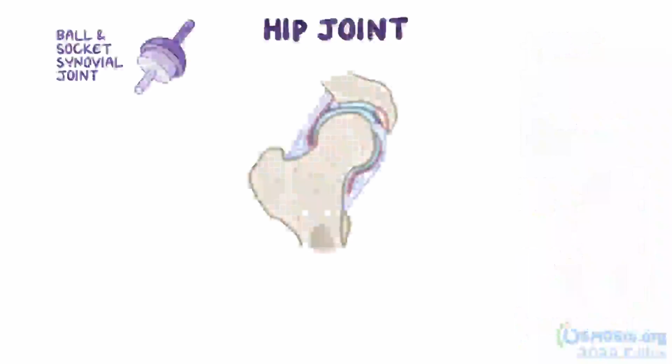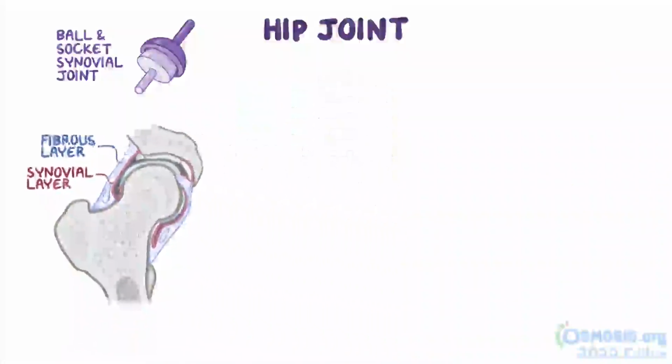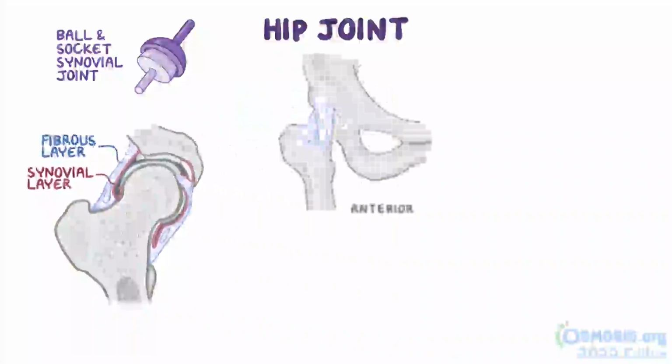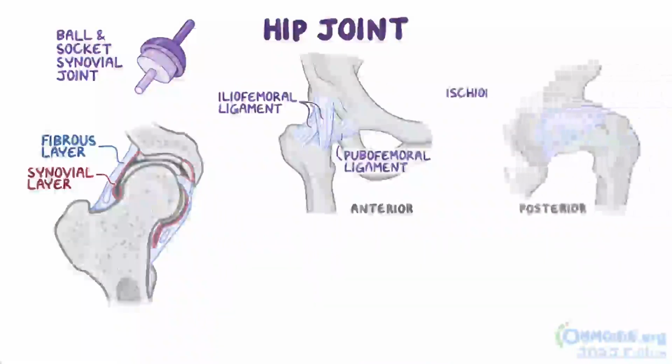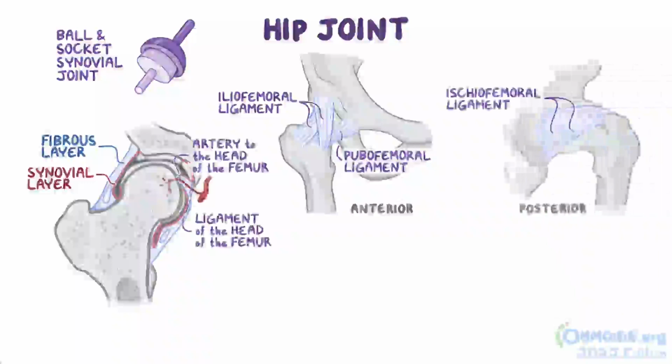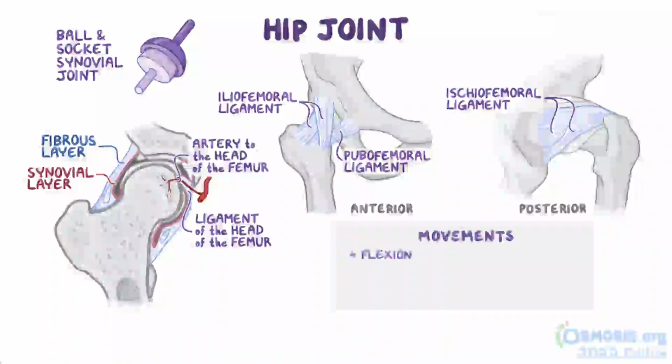All right, as a quick recap, the hip joint is a ball and socket type of synovial joint that is enclosed within a joint capsule formed by a fibrous and a synovial layer. The fibrous layer of the joint capsule gives off three intrinsic ligaments of the hip joint: the iliofemoral ligament, the pubofemoral ligament, and the ischiofemoral ligament. The synovial layer gives off the ligament of the head of the femur, which conducts the artery to the head of the femur. Hip joint movements include flexion, extension, adduction, abduction, internal and external rotation.